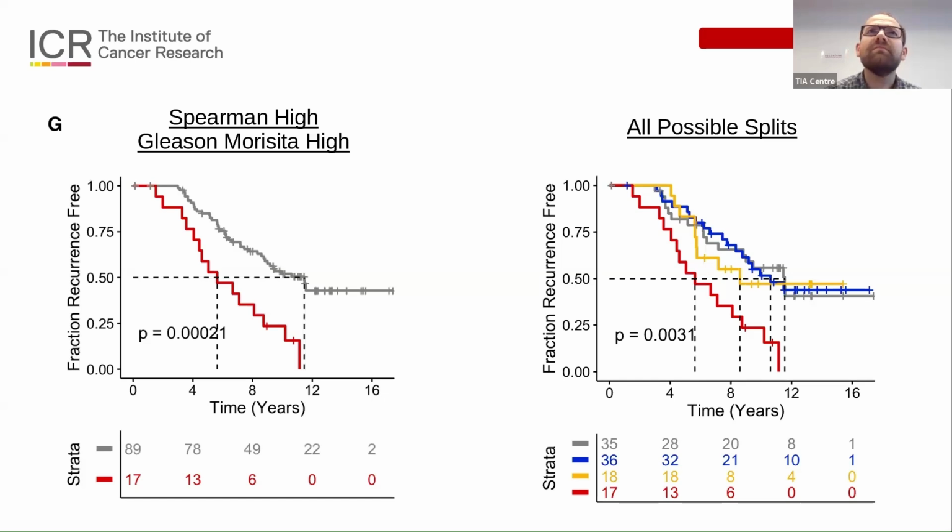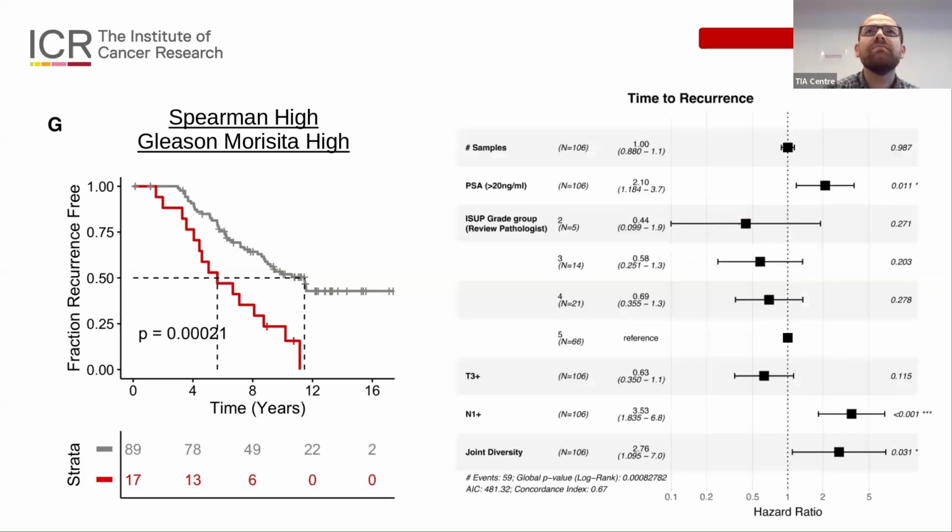And I should mention, while I'm showing recurrence here, we also see the same thing in terms of risk of metastasis and risk of going on to develop castrate resistance and require a different second-line therapy. And again, this is something we saw and also holds up in multivariate analysis.